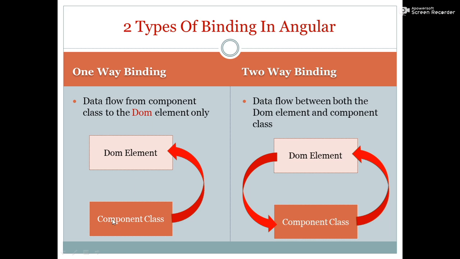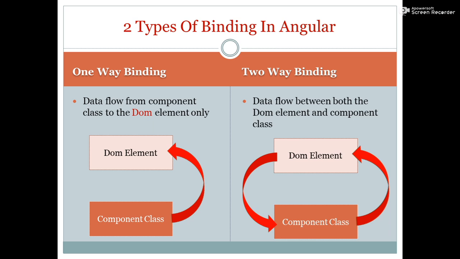You can see here data is only flowing from the component class into the DOM element, and there's no data flowing from the DOM element to the component class. That's what we call one-way binding. And again, don't worry, I'm going to show you how easy it is. In the next video, I'm going to give you a practical overview of this. It's super easy. If this is your first time hearing it, don't worry. Nothing scary. You're going to see it's really easy.